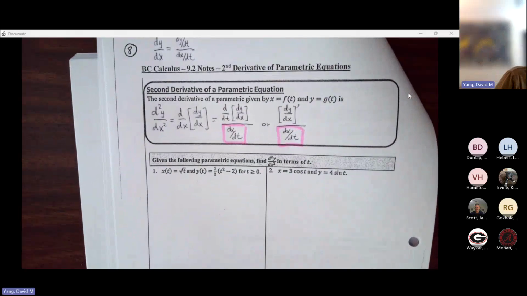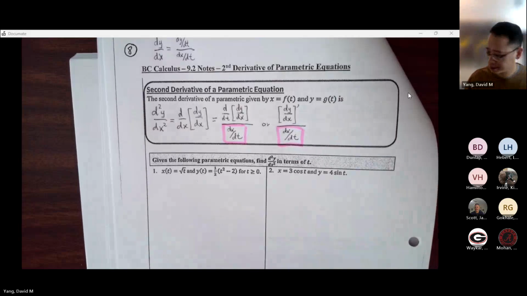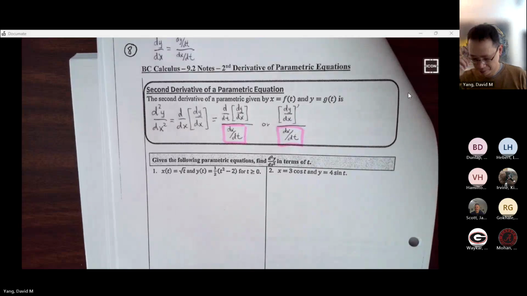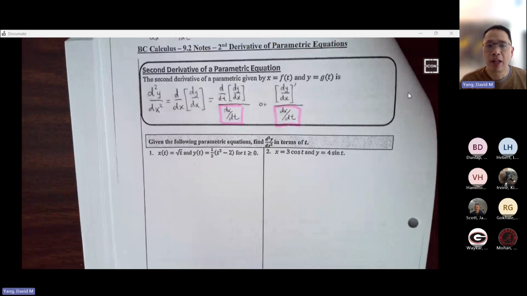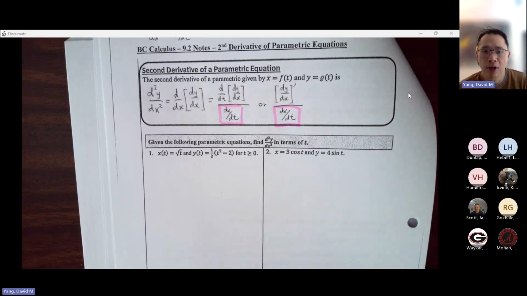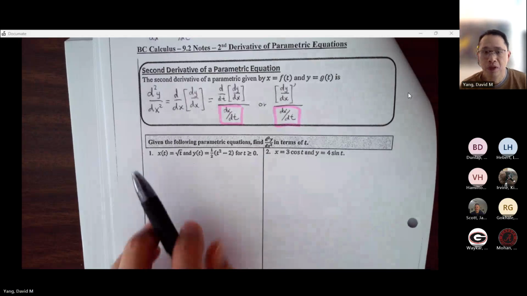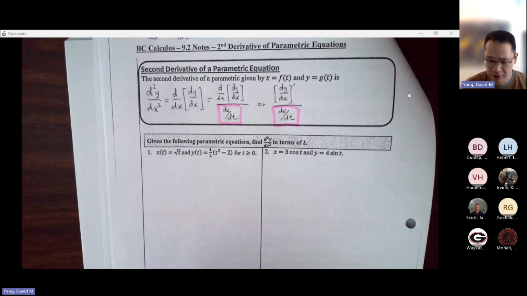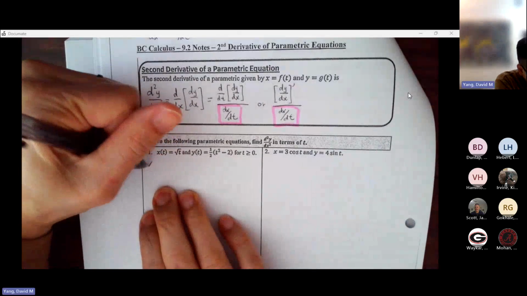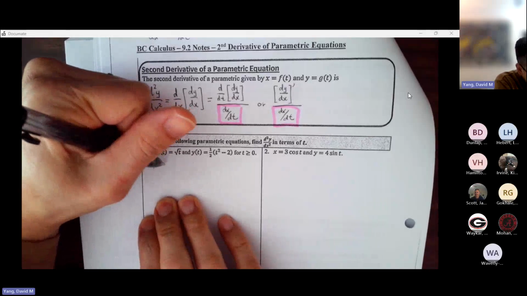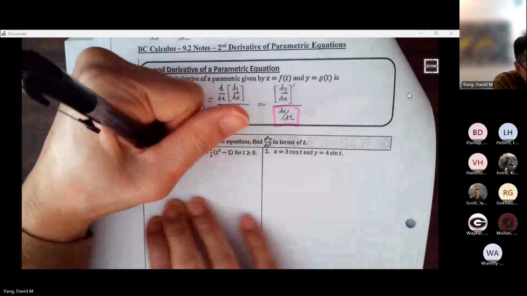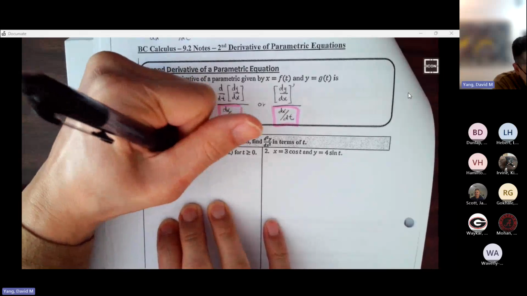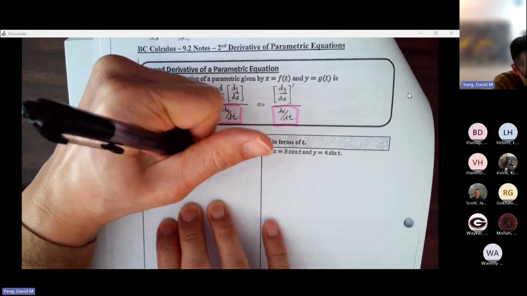Okay, so number one, given the following parametric equations, find d2y over dx2 in terms of t. So first, let's get both x and y ready for the derivative. So let's say x is equal to t to the 1/2, and y is equal to 1/2 t squared minus 1.